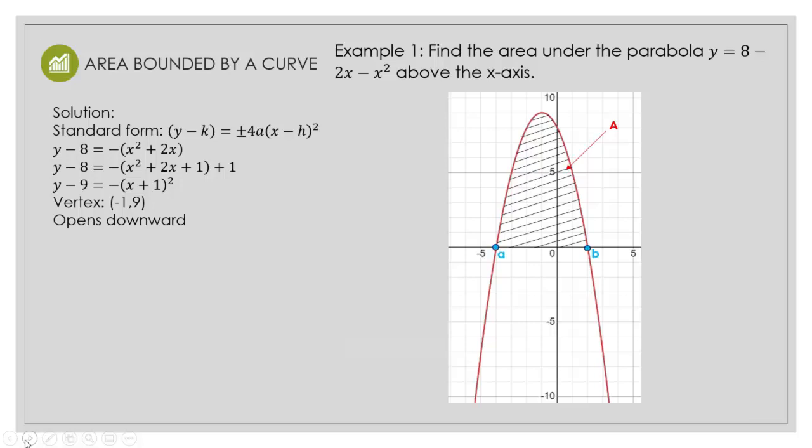But as you can see in the figure, the left boundary, which is A, and the right boundary, which is B, are just the roots of the quadratic function. So we now solve for the roots of the function.